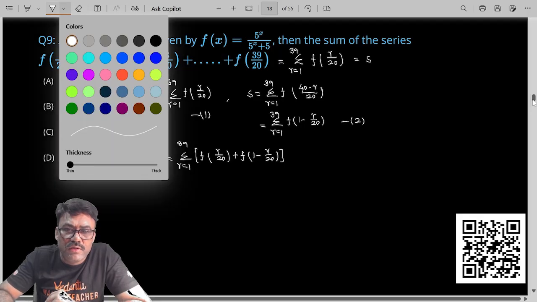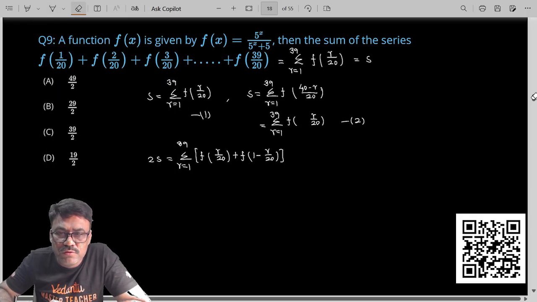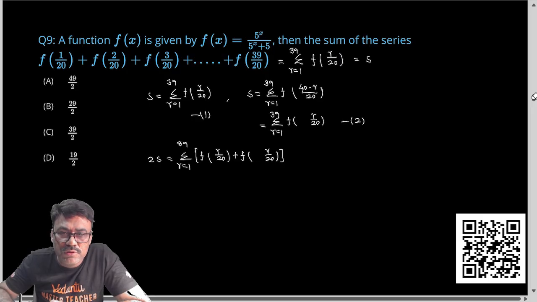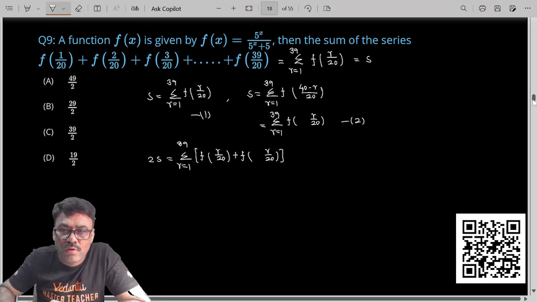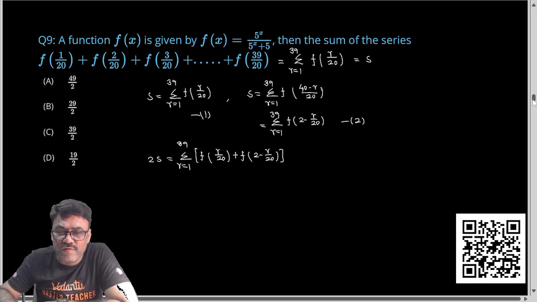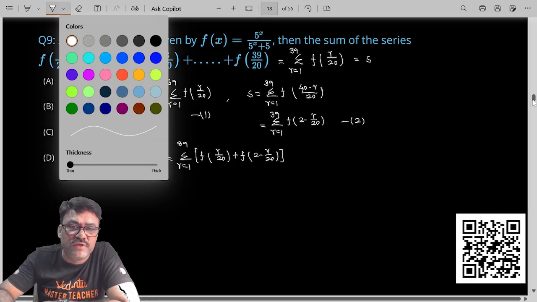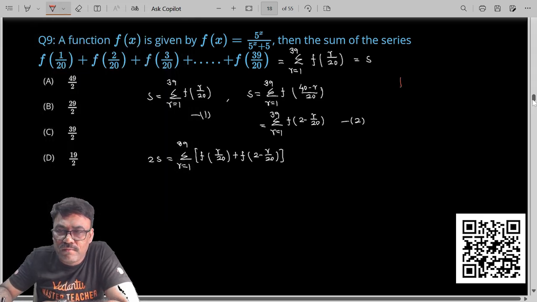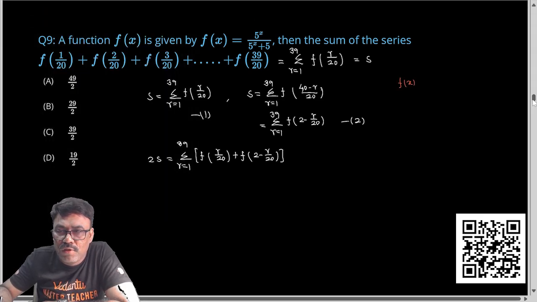So now 1 minus x or 2 minus x? It is 2 minus x, my bad. It should be 2 here. 2 minus r by 20 here. So now I have to check f of x plus f of 2 minus x. So let's check. What will be f of x plus f of 2 minus x?